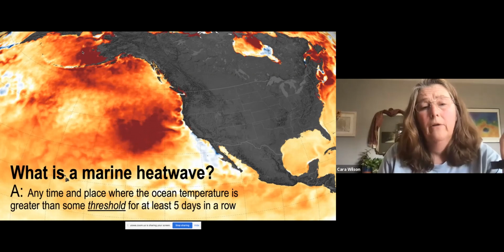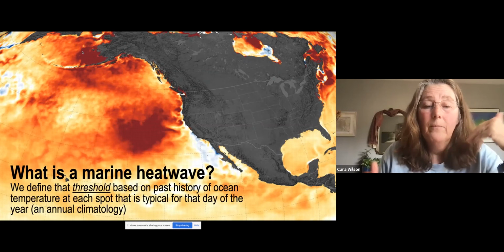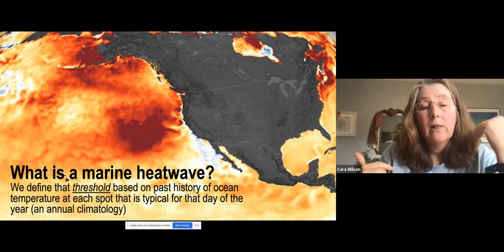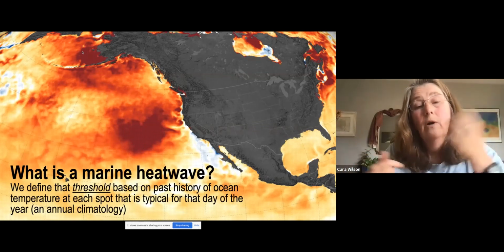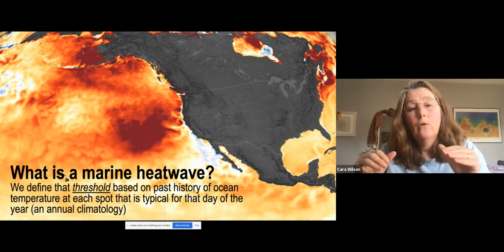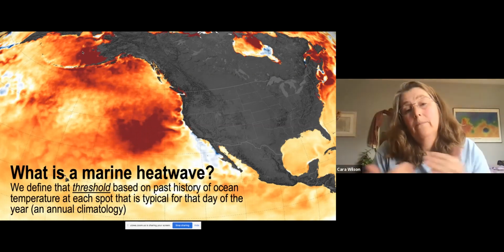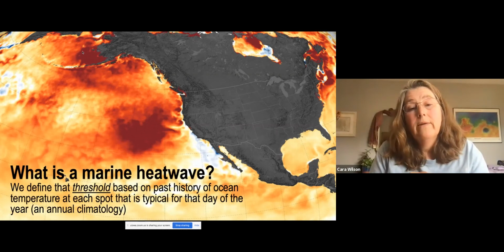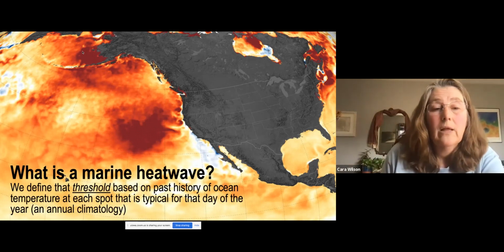So what do we mean by a threshold? We define a threshold based on past history of ocean temperature at that spot. Basically, if we have what we call a climatology, years and years of data, which we do, our records of sea surface temperature go back to 1985, then we know at any spot what the average temperature is. So if it's warmer or colder on that day, we can make an anomaly. And so these are areas where the anomaly is very large compared to the normal climatology.